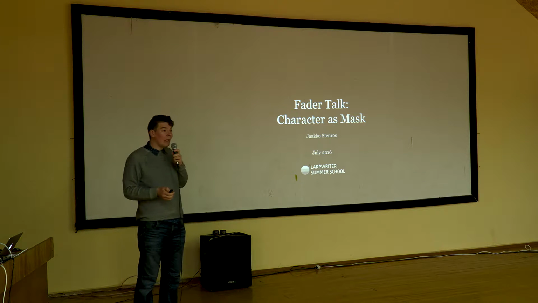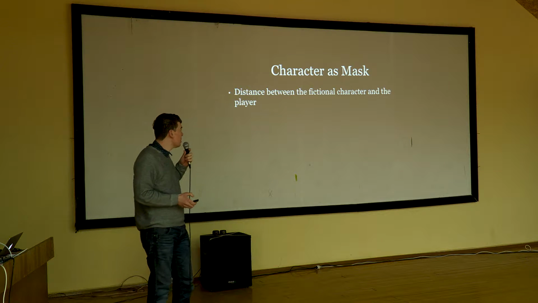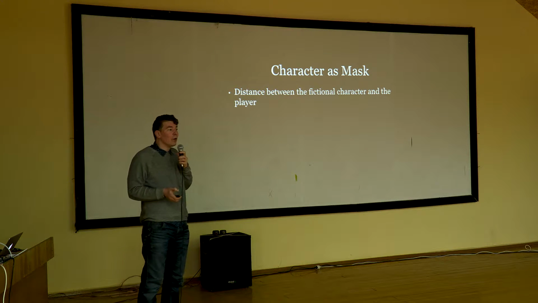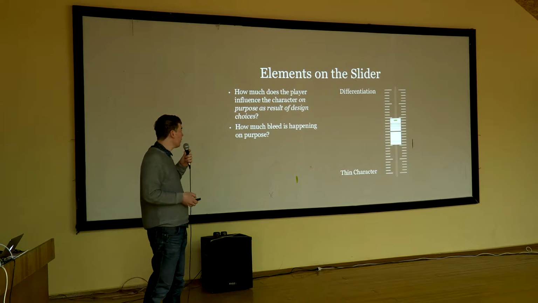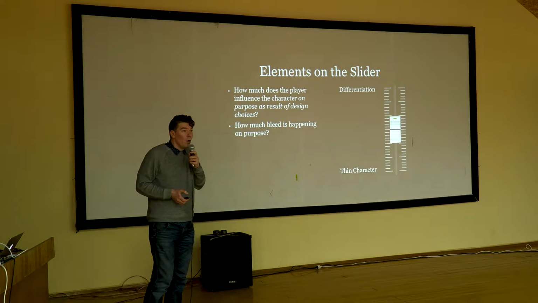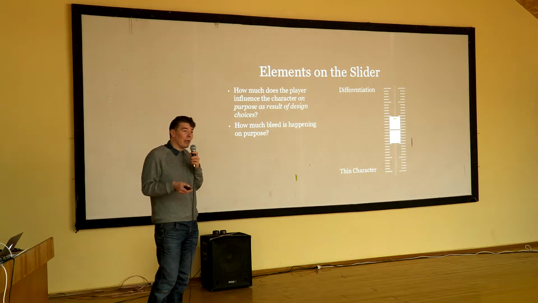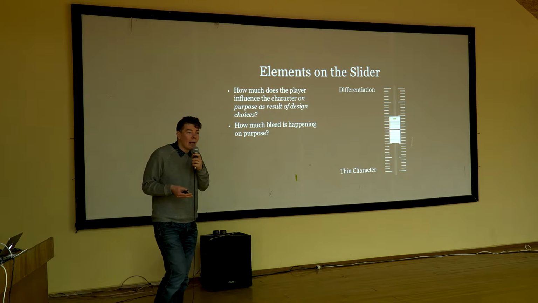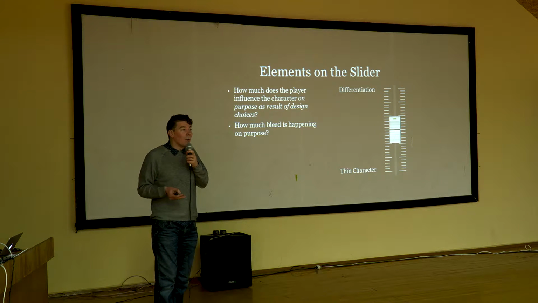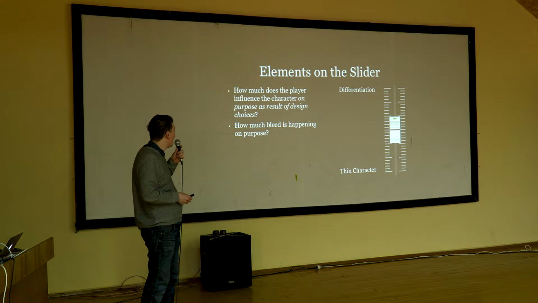I'm talking about the fader character as mask, which is a fader about the distance between the fictional character and the player. So how similar is the character to the player? At one end of the spectrum, we have differentiation, which means that the character and the player are completely different. There is nothing similar between the player and the character. And at the other end, we have thin characters, which means that the character is basically the player, perhaps even with the player's name, it's just in this fictional setting. And you can sort of go through the whole spectrum there.